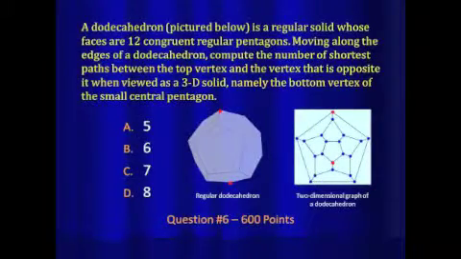Points. Here comes question 6 for 600 points. A dodecahedron, which is pictured in gray there, is a regular solid whose faces are 12 congruent regular pentagons. So each one of those faces you see is a pentagon. Moving along the edges of a dodecahedron, compute the number of shortest paths between the top vertex, in red, and the vertex that is opposite it when viewed as a 3D solid. So that's the one in the bottom in red.